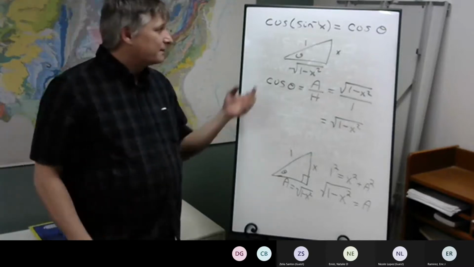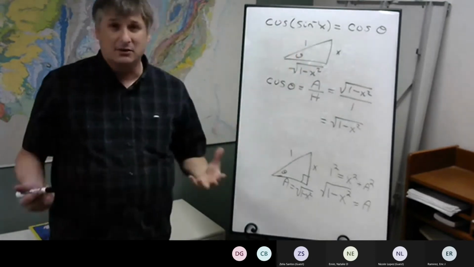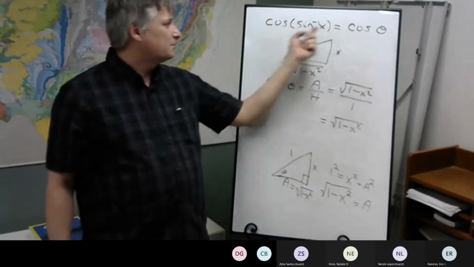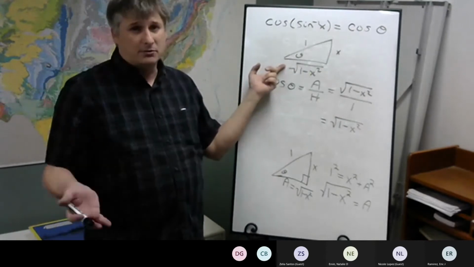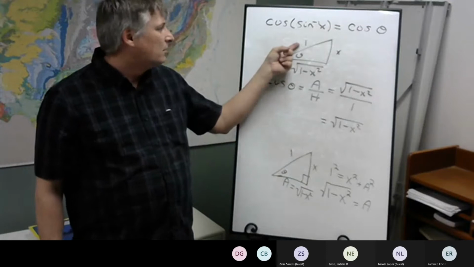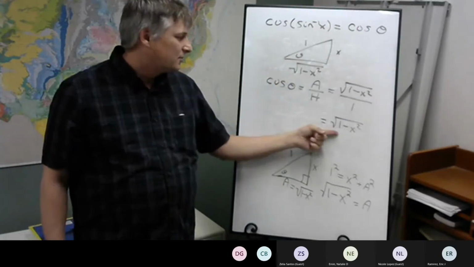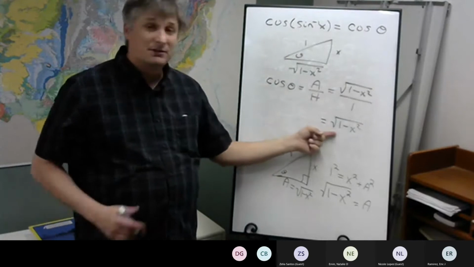So again, what we're doing, cosine of sine inverse: inverse functions are angles, they're thetas. So that's really the cosine of theta. So we go back to this triangle that we derived, and we look for the cosine of theta, which is adjacent over hypotenuse. And so this is what we're going to get. Cosine of sine inverse is equal to that.